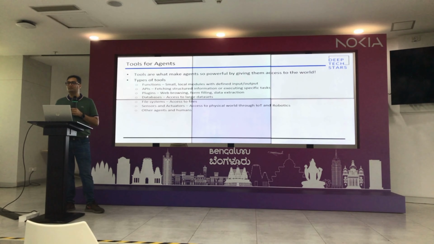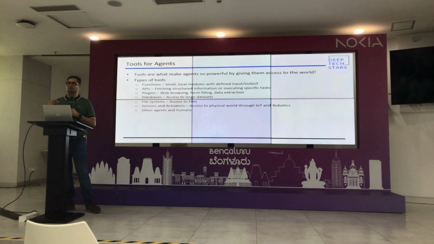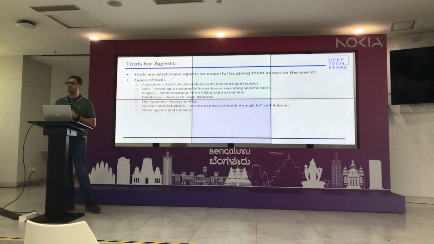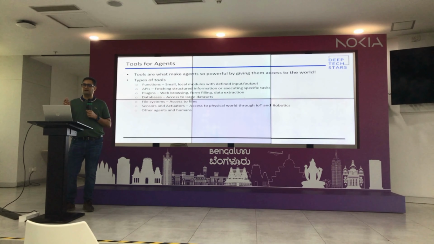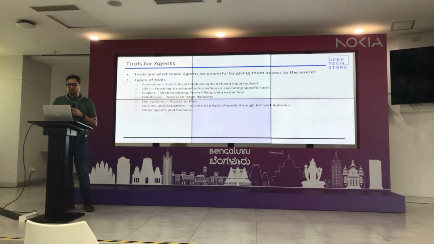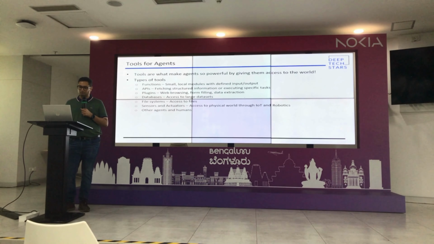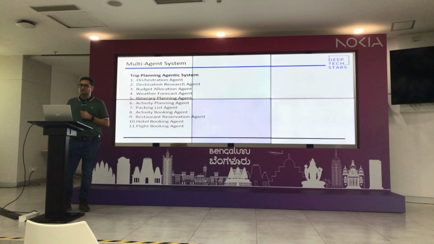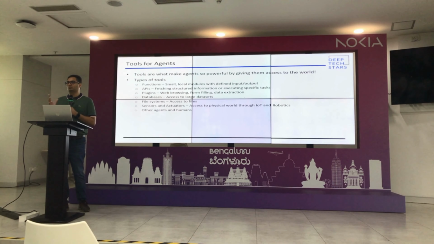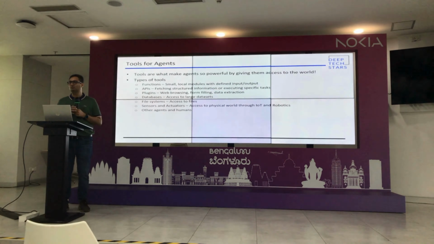Similarly, file systems and sensors and actuators. Sensors could be temperature, pressure sensors, environmental sensors. Actuators are things like switches, motors, knobs, dials, all of these kinds of things. So how do you interface with the real world, either through IoT or through robotics? That can also be done, because at the end of the day, that also becomes a tool. And in some sense, other agents and humans, right? So this is basically what tools are about, and this is what gives agents a superpower.